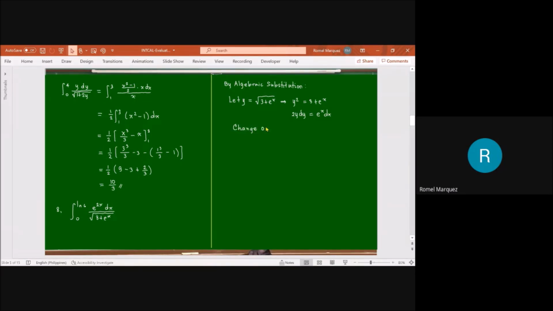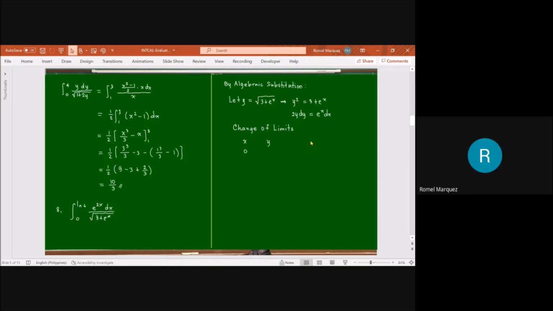Of course, if you do not want to do change of limits, you have to go back to the original variable. So we have change of limits. Originally, we have x, and now we have y. If x is 0, what is the value of y? So you go to this representation. So what is y, guys?